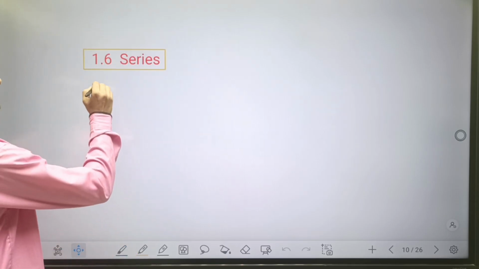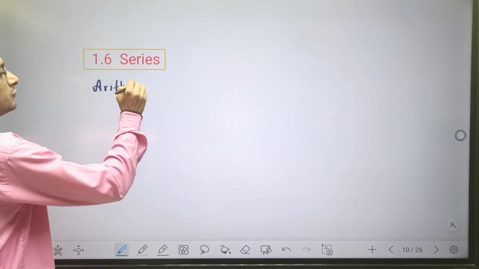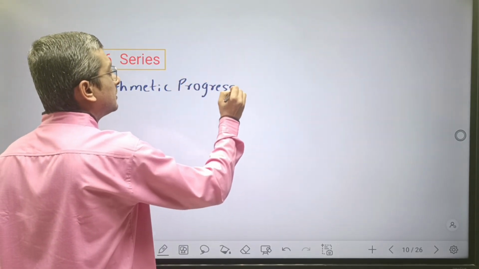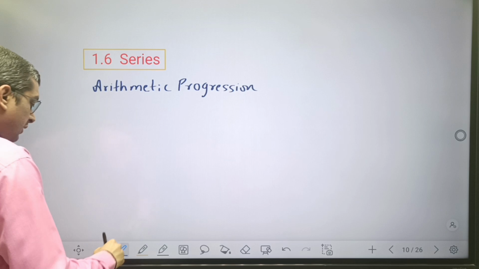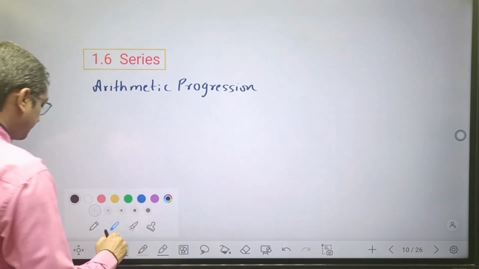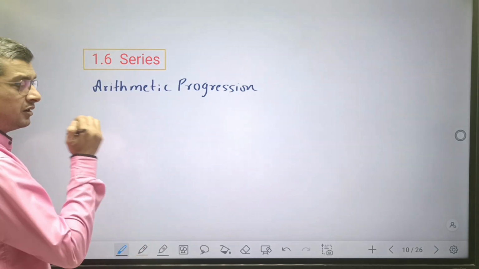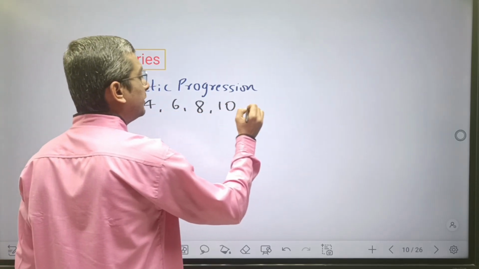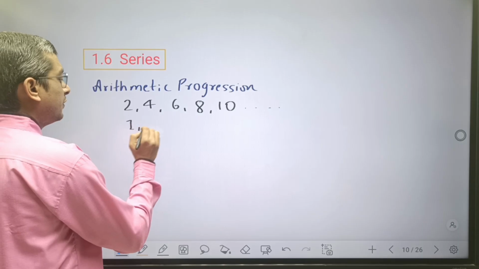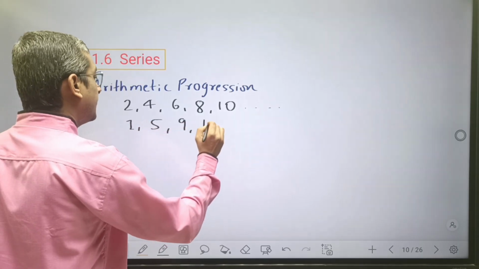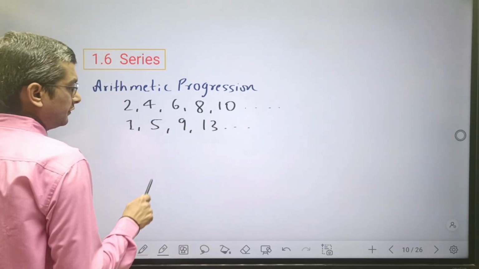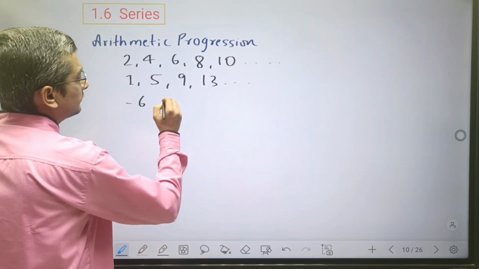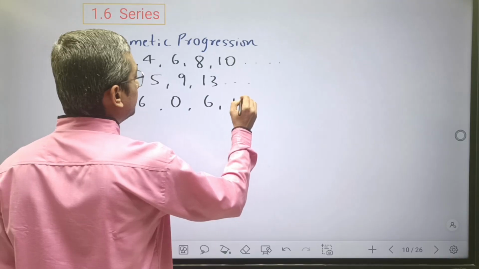In series there are two series which we have to understand. The first is arithmetic progression, that is known as AP. In AP we have, suppose, any sequence like 2, 4, 6, 8, 10. For example, this is 1, 5, 9, 13. Let us have one more example, -6, 0, 6, 12.